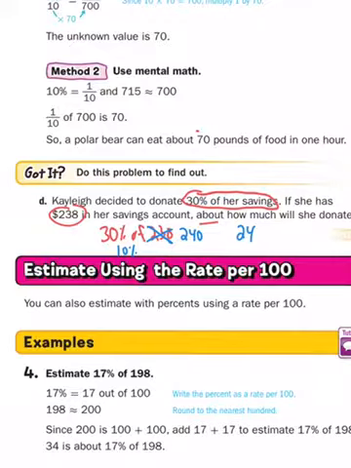So that's 10%. So to change that to 30%, I'm going to multiply that by 3. And 24 times 3 is 72. So she's going to donate about $72. Now, if you did it a different way and your answer is pretty close to 72, I'm sure it's going to be fine. All right.